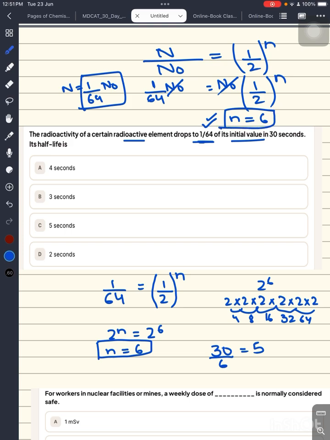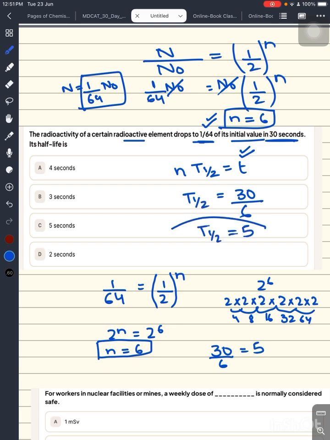When n is 6 in 30 seconds, we know that t, at that instant point the seconds are 30 and the n we get is 6, so it will be 5.